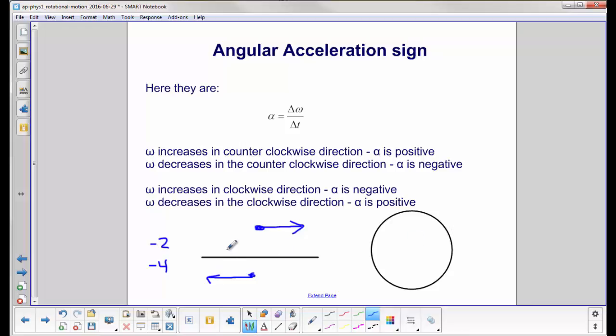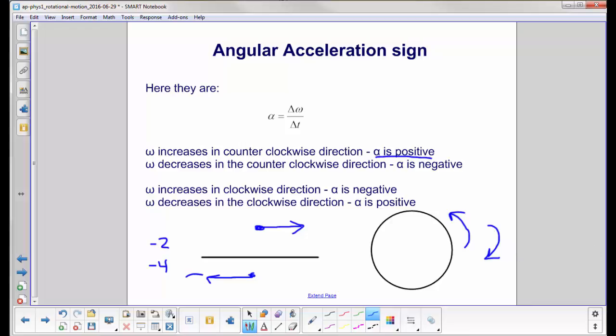Same thing works for the circle. You just kind of bend this line into a circle. So if I have an omega here, let's say I'm moving in a counterclockwise direction, I increase omega, alpha would be positive. If I decrease omega, that would be a negative angular acceleration. Now, if I'm going in the clockwise direction here, that is a negative direction. That's how we defined it. So if we're going to increase omega, I will have a negative angular acceleration, just like we had in the bottom case here with the linear. And conversely, if I'm decreasing, that means I have a positive angular acceleration.